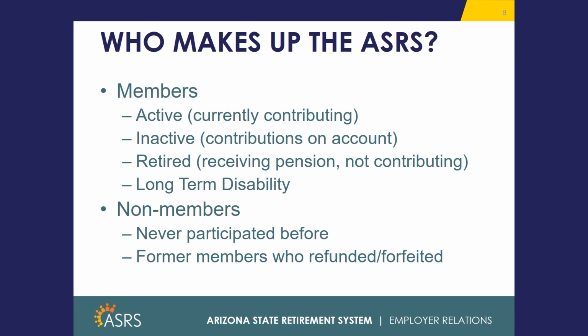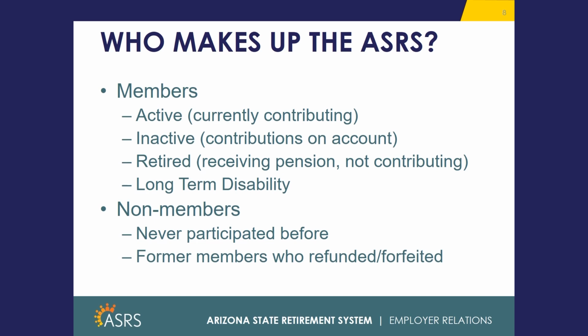Our membership. This is how we define it. An active member is someone who has currently met membership and the employer is taking contributions or remitting and matching them and sending them into the retirement system. An inactive member is someone who had contributed in the past. They have an existing account with us, but they're currently not paying into the retirement system. Then we have retired members. They are currently in retirement receiving a pension.